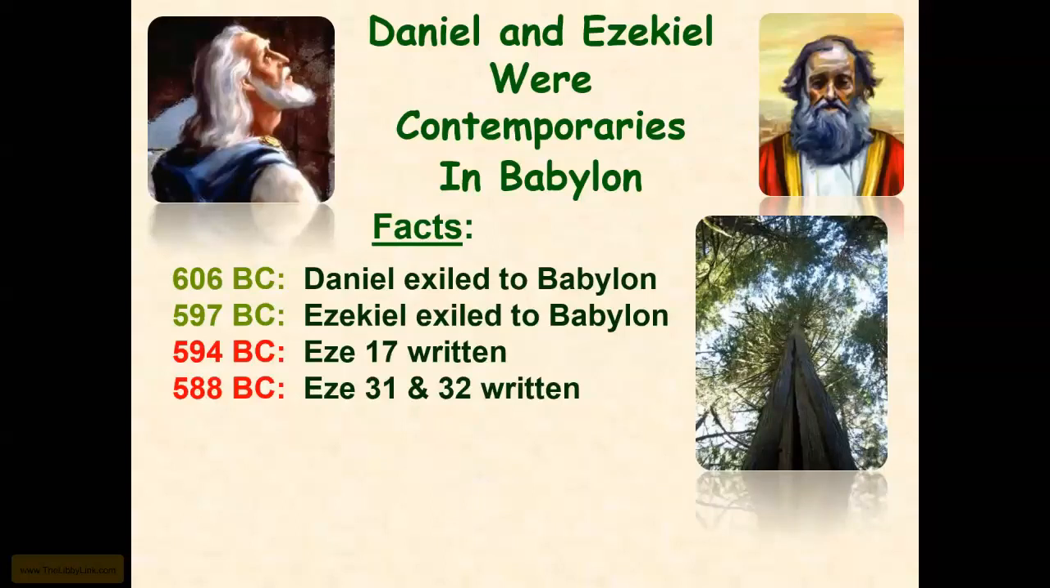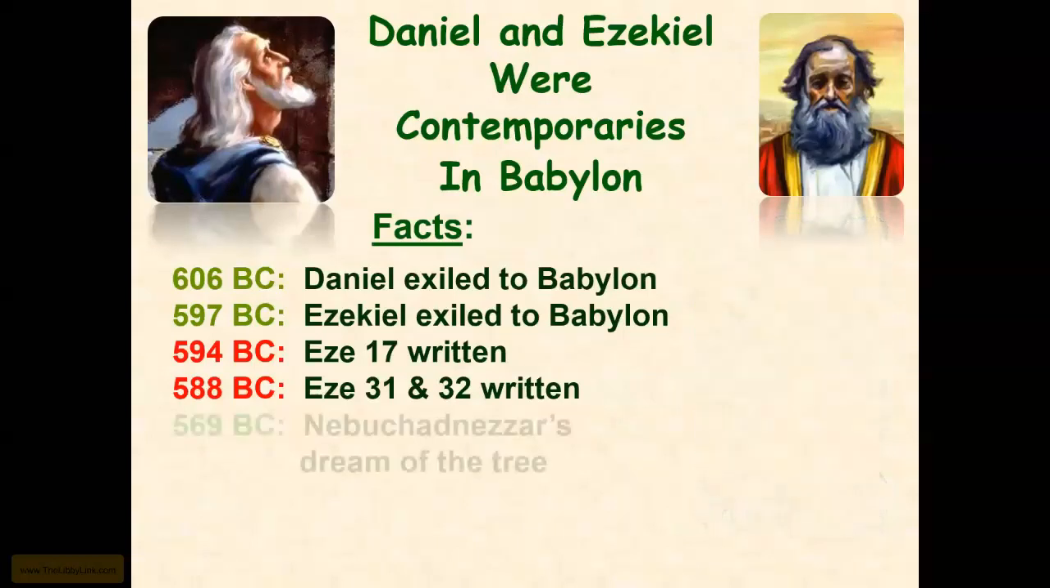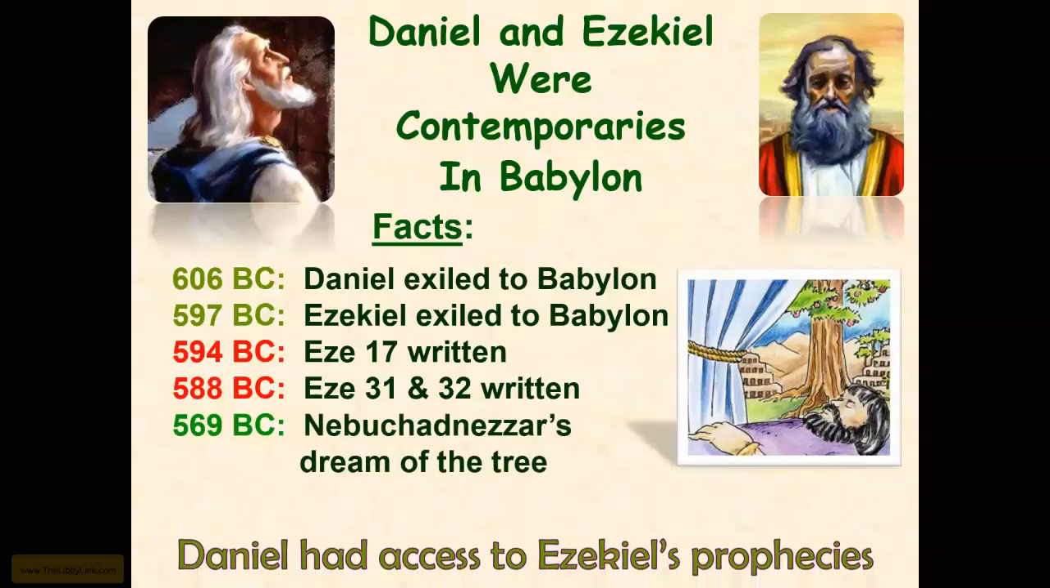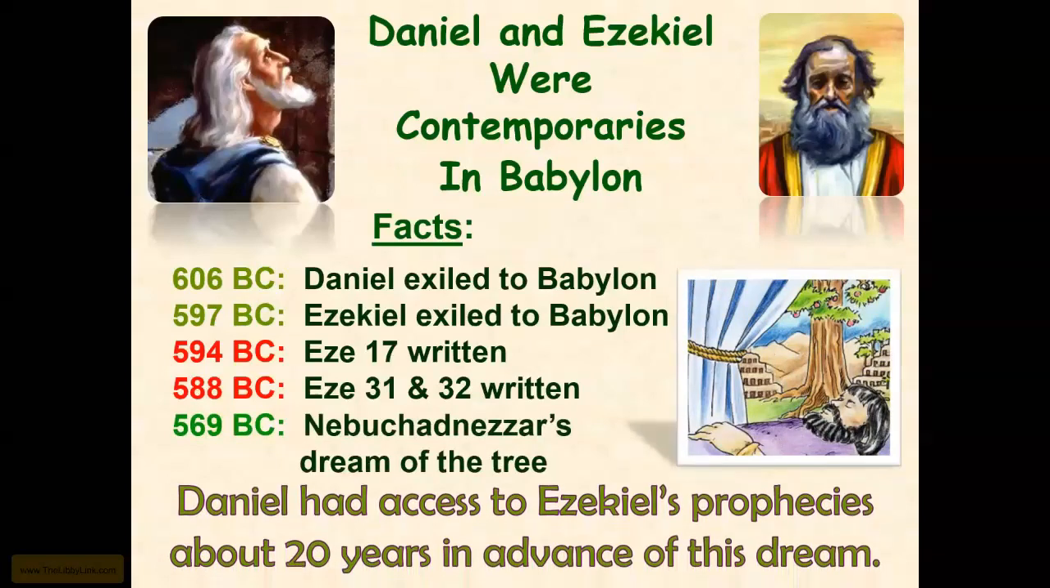Here, Pharaoh of Egypt is compared to a cedar tree in Lebanon. In 569 BC is the approximate date of Nebuchadnezzar's dream of the tree. So can you see that Daniel had access to Ezekiel's prophecies about 20 years in advance of King Nebuchadnezzar's dream? But what does that mean? Let's take a closer look at Ezekiel's prophecies.